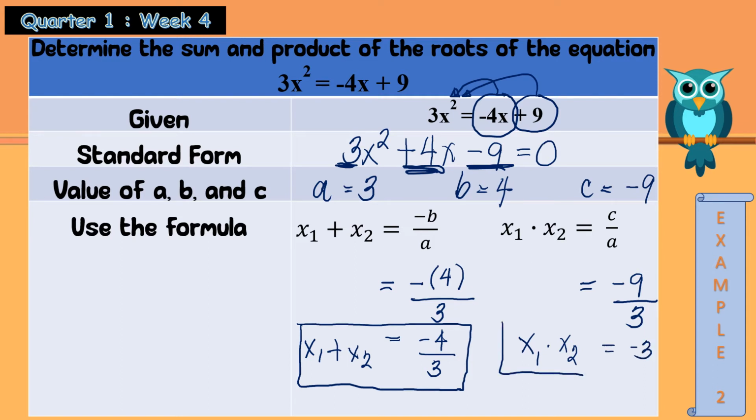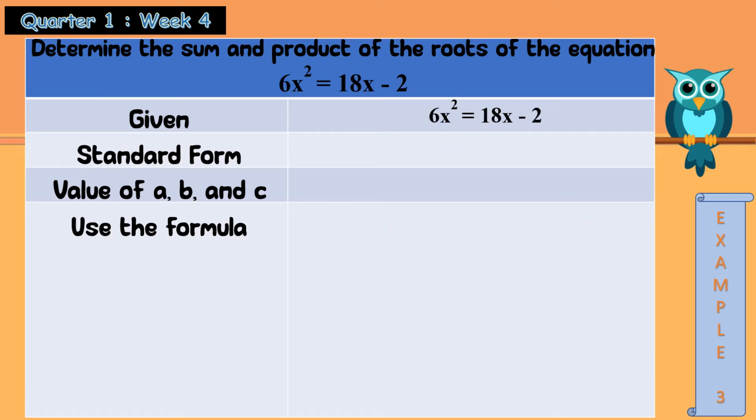So therefore, this will be the product of the roots of the given quadratic equation. Next example, we have here 6x squared is equal to 18x minus 2. So the same thing. The first process na kailangan pong gawin is to write this given quadratic equation to its standard form. So we have to move positive 18x to the other side of our equation.